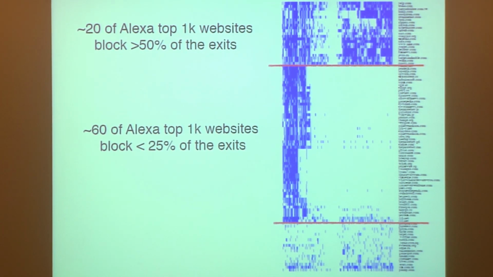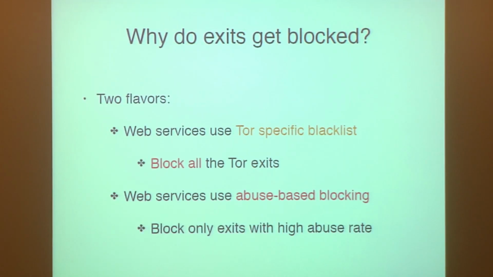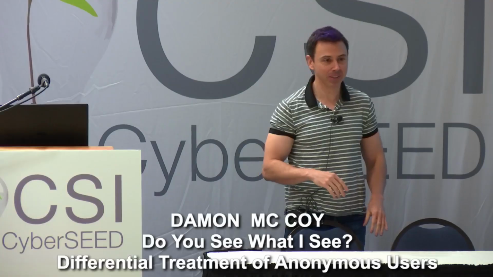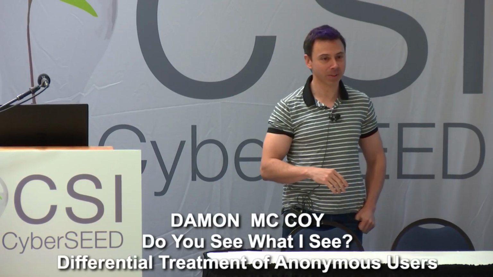And then that middle segment are websites that block some of the Tor exit nodes, but not all of them. So they're kind of ad hoc blocking of Tor. And when we dug into this, what you can see is that there's largely two flavors of application-level blocking of Tor. One of them is that the sites, say like Yelp, have a list of the Tor exit nodes and they're blocking them. So they're explicitly blocking Tor and all of Tor exit nodes.